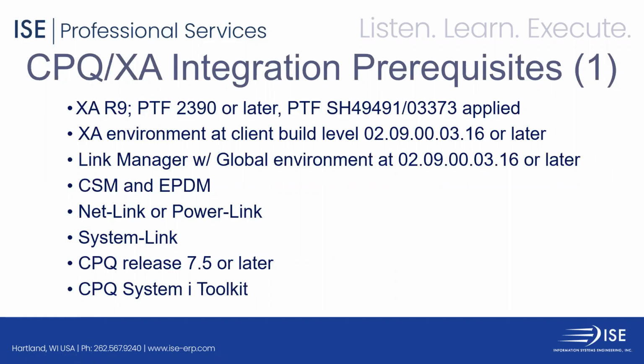XA has to be at release 9, and I literally mean release 9, not 9.1 or 9.2. Although you'll see here in a second, you have to have PTF 2390, which I think of as the PTF that made XA 9.1. We have an expert on our staff who does a lot of XA upgrades. She would definitely know which PTF was which. But anyway, PTF 2390, and if you were just at 2390, there was a special PTF to apply. The next two bullets have the build levels for the client, for the environment, and both link manager.